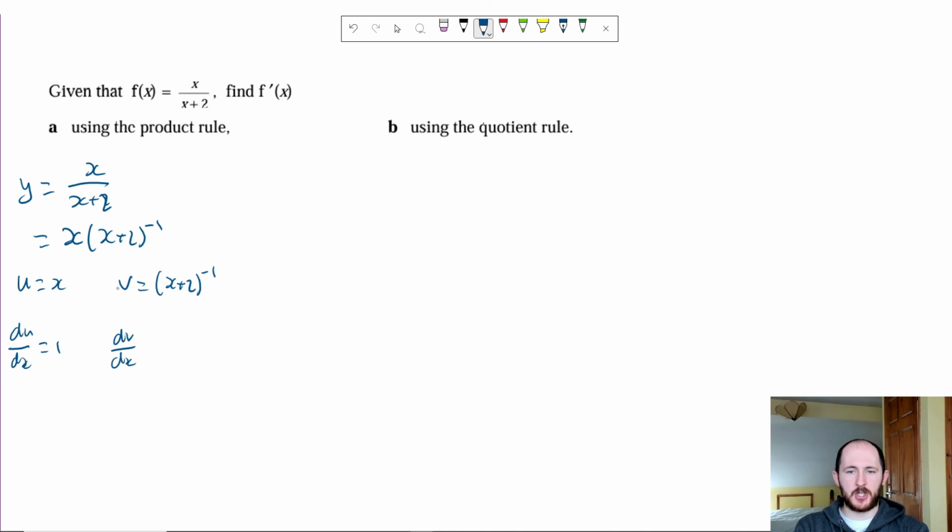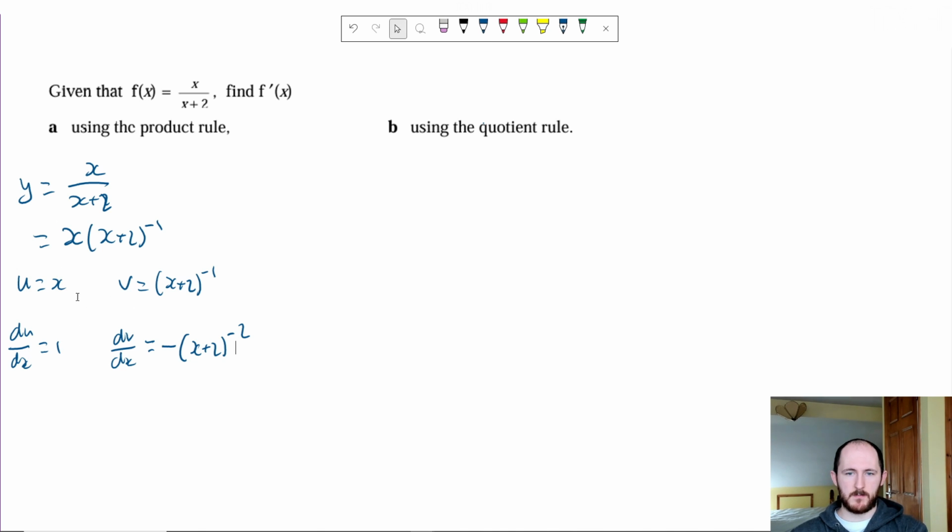And remember, this is the chain rule, but remember the shortcut I showed you. What you're going to do is you're going to bring the power forward. So it's negative. You're going to differentiate what's on the inside. So x plus 2 differentiated is just 1. So it's minus 1. So I'm not going to write the 1. Then x plus 2 to the minus 2.